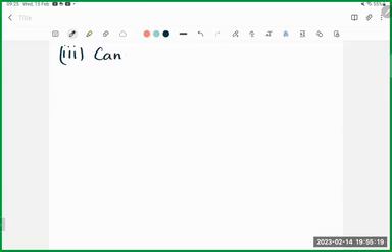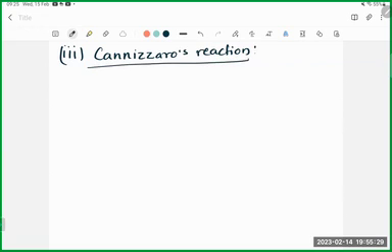What is the name of the reaction? It's called the Cannizzaro reaction. So in the Cannizzaro reaction, the reactant will not have alpha hydrogen. Such compounds participate in the Cannizzaro reaction. So the condition you need to remember is that the reactant must not contain alpha hydrogen.